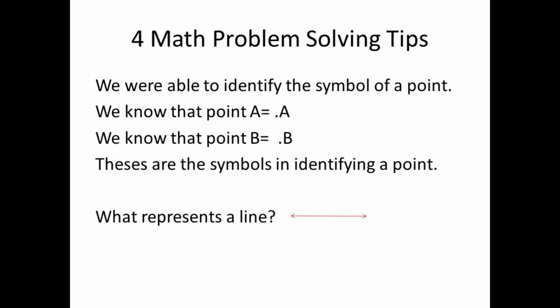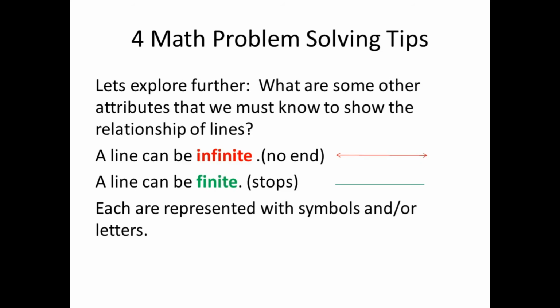So what represents a line? Let's explore further. What are some other attributes that we must know to show the relationship of lines? Well, we know that a line can be infinite, which has no end, or a line can be finite, where it stops at a certain point. Each are represented with symbols and or letters.